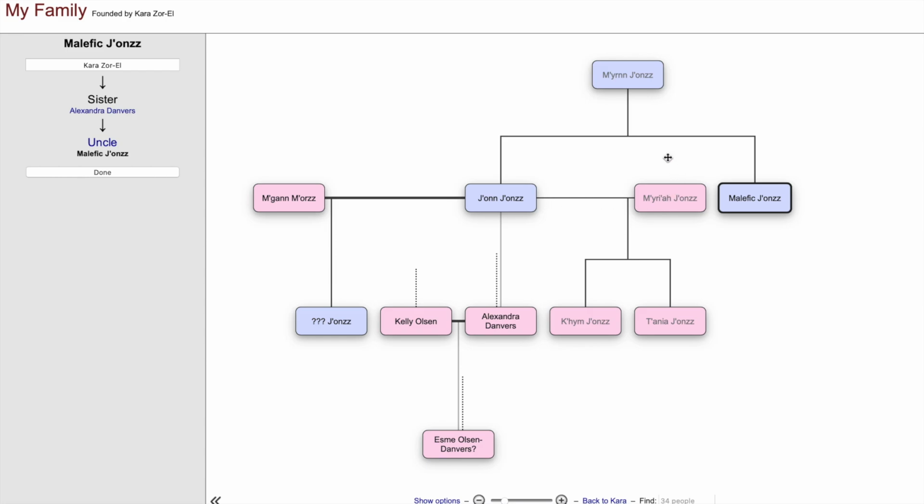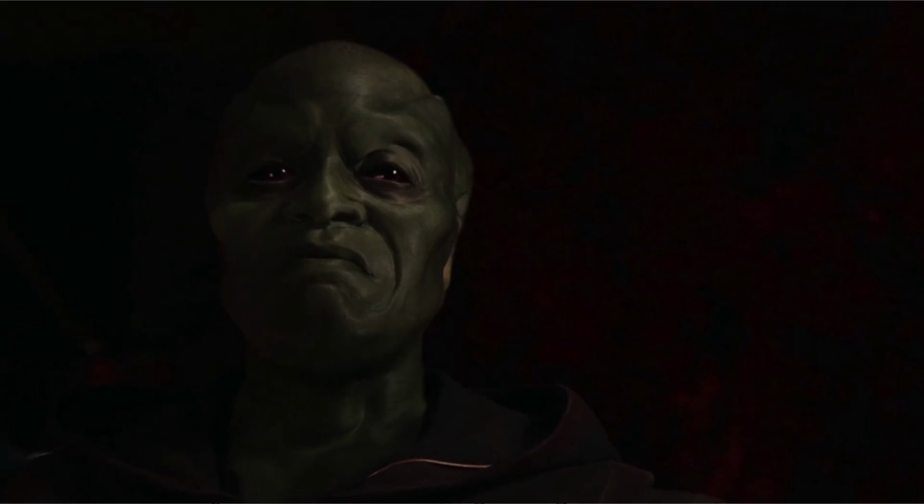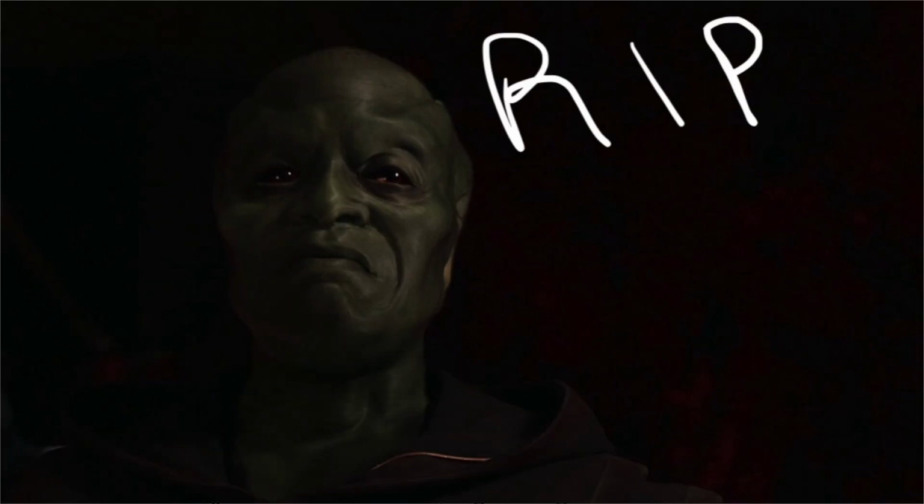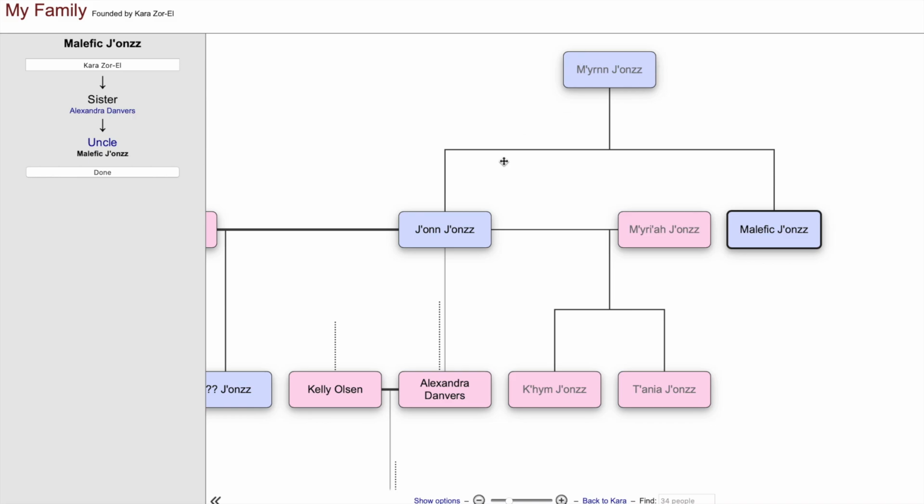Anyway, Mal came from Marin. Why did I go in this order? I should have just gone with Marin first. Mal and John are brothers, and they have a dad named Marin. Marin is their father. He's a very sweet man. He is no longer with us. We have space dad right here with Jean, and then space grandpa.